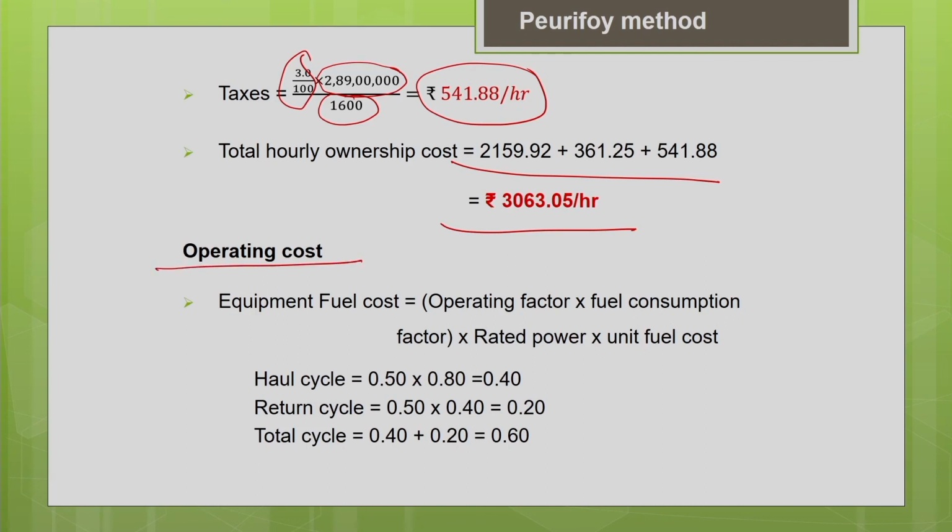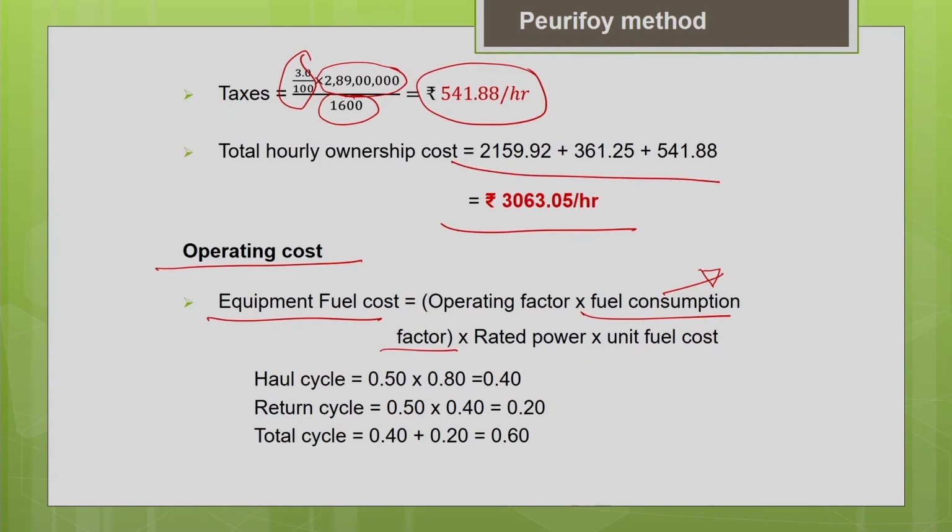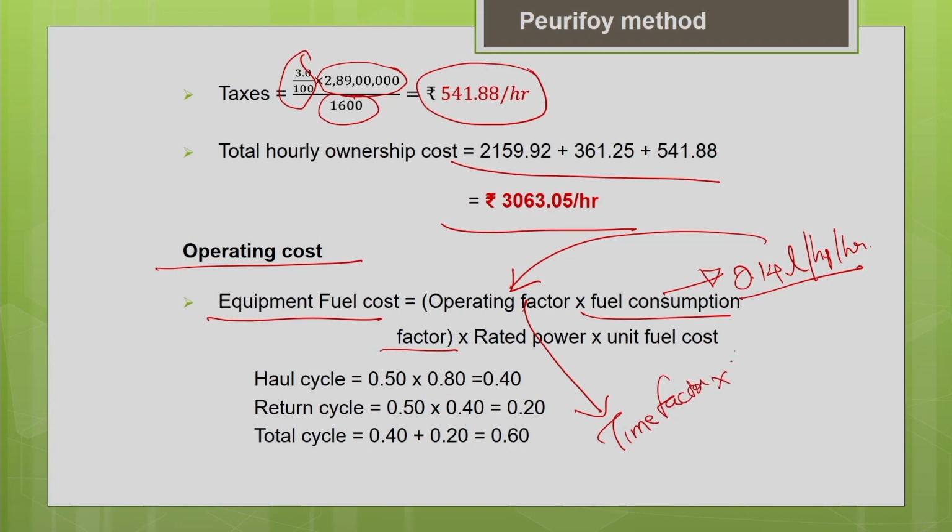Now, let us estimate the operating cost. So, first let us estimate the consumable cost, the fuel cost. So, this fuel consumption factor, as I told you, is given for a standard condition for maximum output rate condition. Hope you remember what the fuel consumption factor was. It was 0.14 liters per horsepower per hour. This fuel consumption factor I have to adjust according to the operating factor in my project condition. Operating factor is nothing but the product of time factor and the load factor.